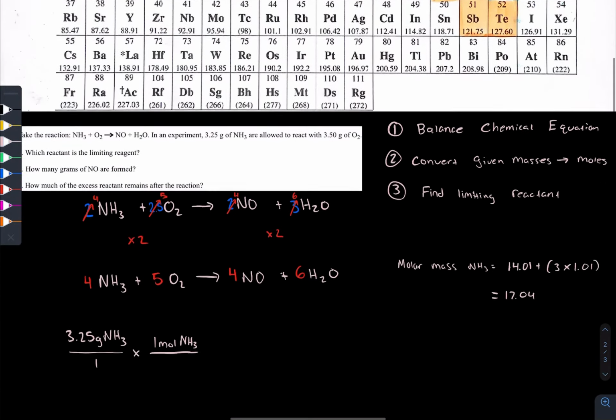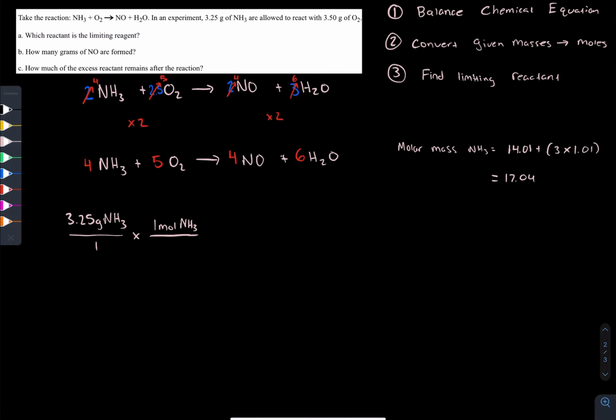So continuing, we're going to do 17.04 grams of NH3. Our units will cancel out, and we're going to be left with moles of NH3. We can put in the calculator 3.25 divided by 17.04, and we'll get 0.191 moles of NH3.